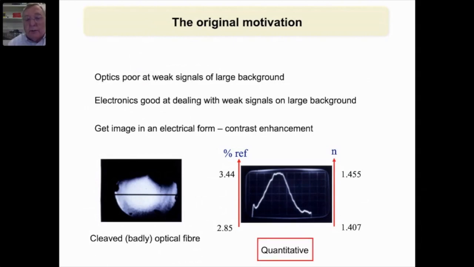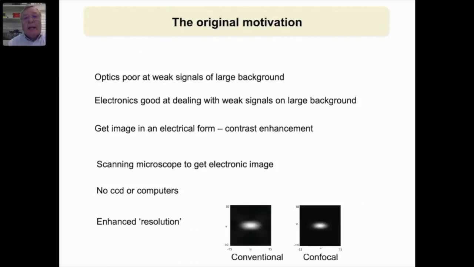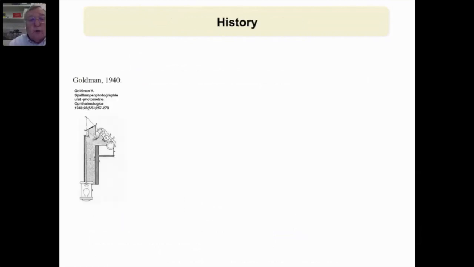And so we could start off fairly early, getting some meaningful numbers out of the instrument. So we had to do a scanning to get the electronic image. At that time, there were no CCDs or computers. The whole thing was done with analog electronics. And our motivation, really, to be honest, was the enhanced lateral resolution. We didn't really know much about optical sectioning then, and it was this enhanced resolution that was pushing us forward.